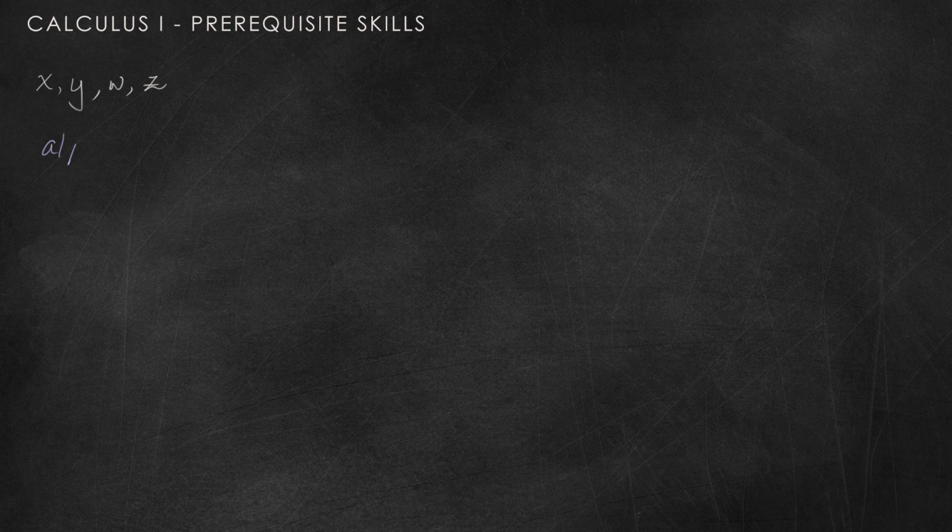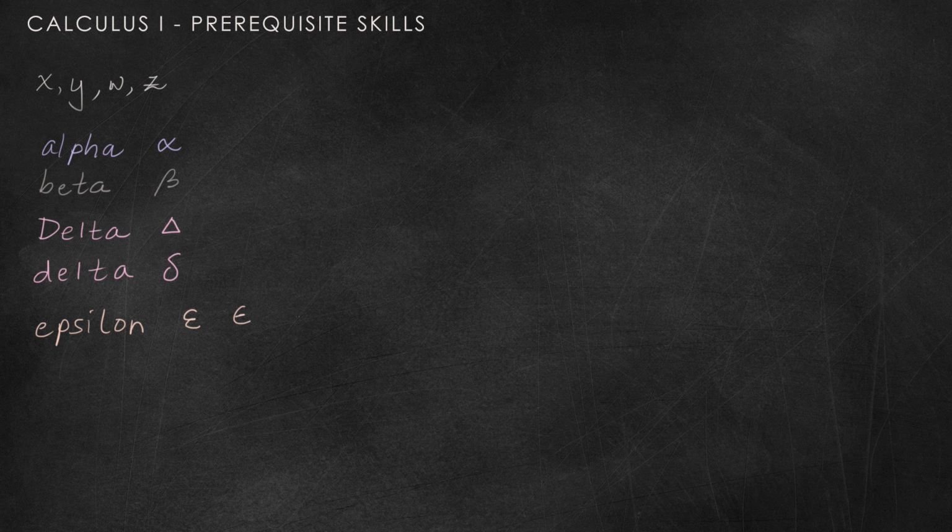We'll start with alpha. Alpha is a lowercase letter in the Greek alphabet. And then we have beta, also a lowercase letter. Now we're going to be using delta as an uppercase letter and a lowercase letter. So two different symbols for delta. Uppercase delta looks like a triangle, and this is the lowercase delta. And we have epsilon, which looks like this, and depending on your font, it might also look like this.